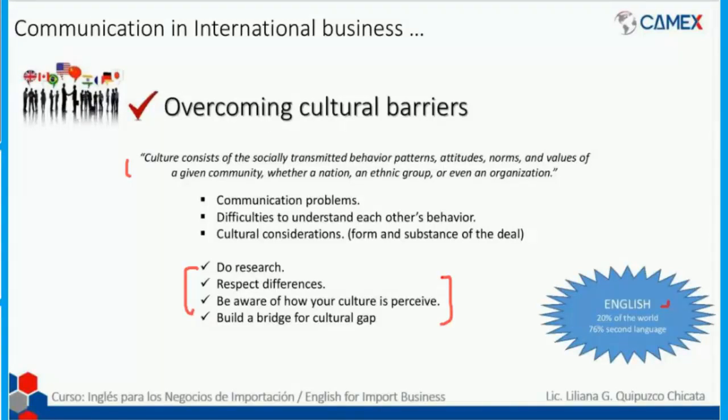But in my case, from my point of view, the most important language to do business is English, and it is a language that is spoken by 20% of the world. And from that 20%, 76% doesn't have English as a first language. So there's 76% of people that learn it maybe to travel or maybe to do business. So it is really important.